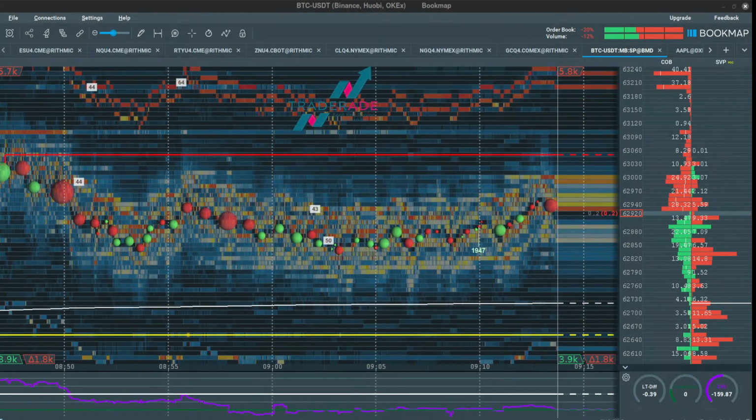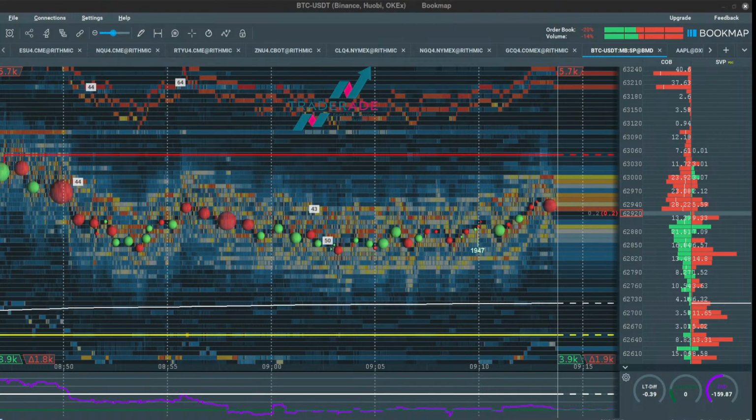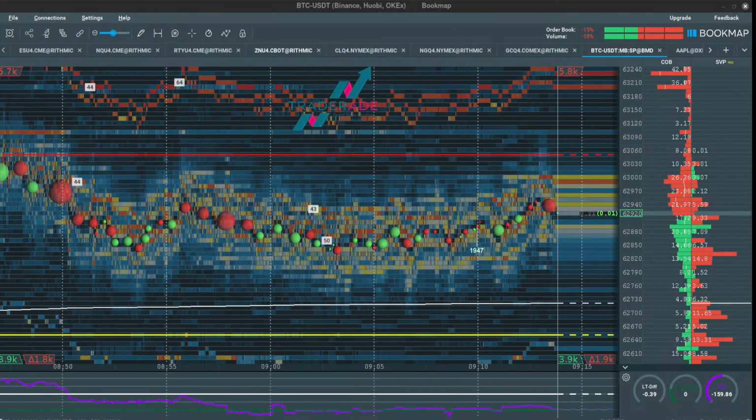because those chop zones tend to be kind of violent. There's a lot of head fakes. So I'm really looking for that confirmed break to put the odds in my favor.